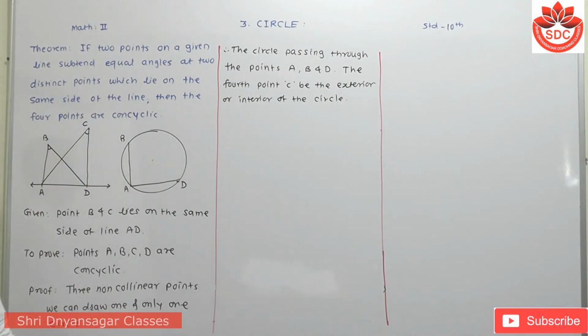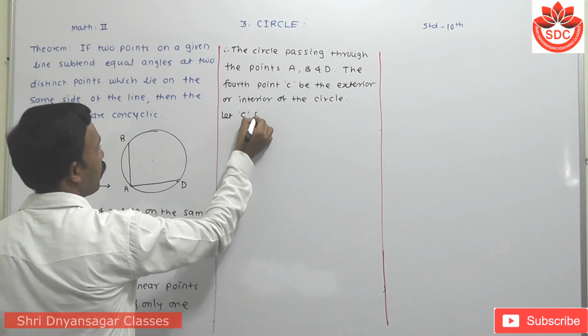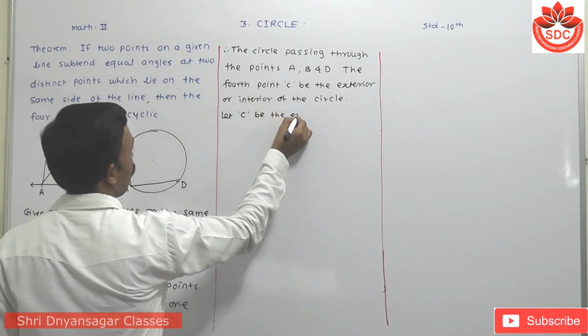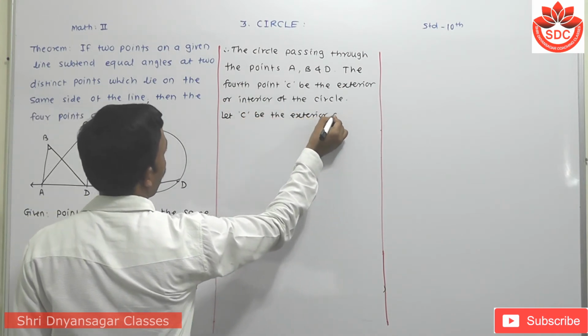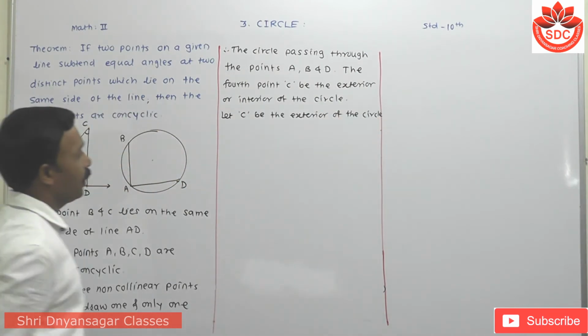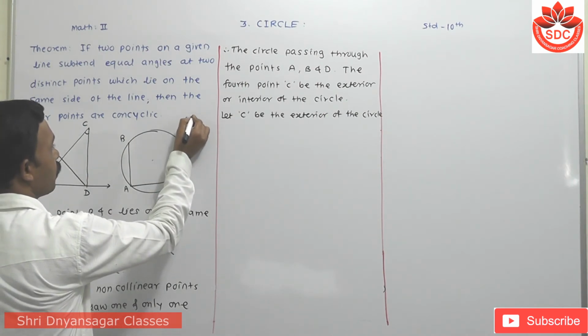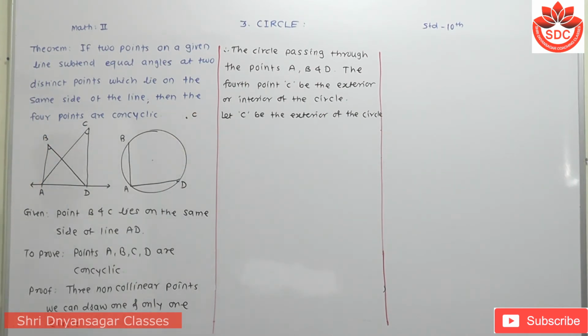मग आता हा एक्सटेरियर किंवा इंटेरियर असेल. Here let C be the exterior of the circle. हा आपण exterior point घेऊया. Suppose that this is the exterior point, suppose here C, same as here.